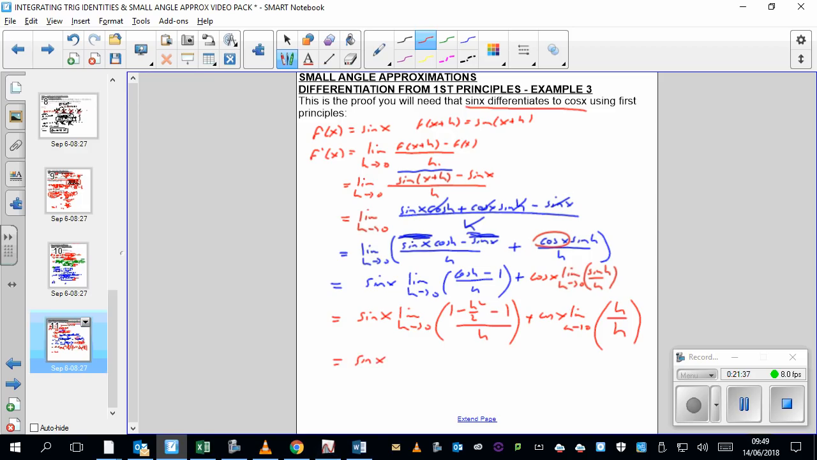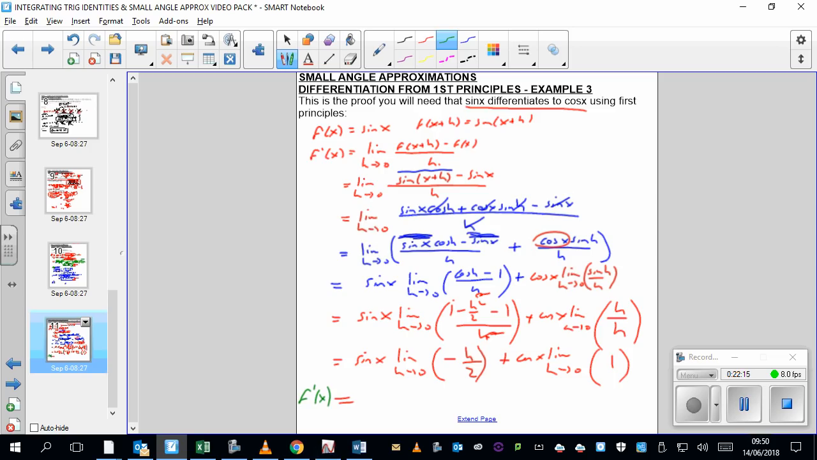So here we've got sine x, limit, h tends to 0. So I've got 1 take 1, that's gone, and minus h squared over 2 divided by h. So that's minus h over 2. Can you see? The 1's cancel, and this h divides this h squared here. Plus cos x, limit. Remember, we still haven't taken the limit yet because you have to take it all at the same time. H over h is 1. Right, now we're in the good position. Remember, we're saying that h is small, but we haven't yet said that h is 0 or tends to 0.